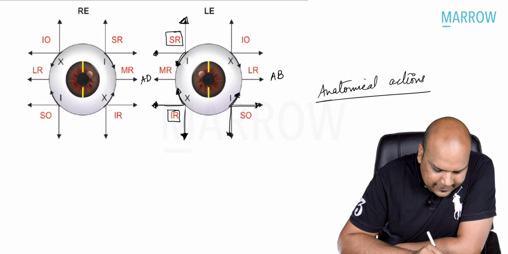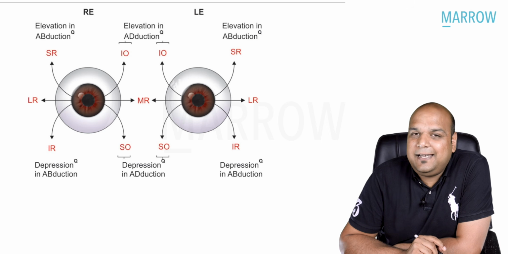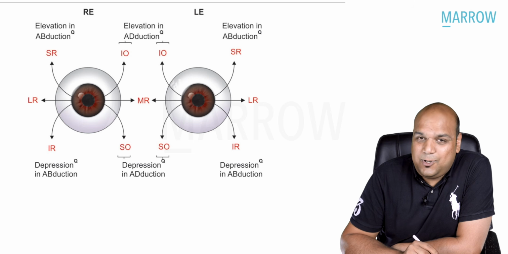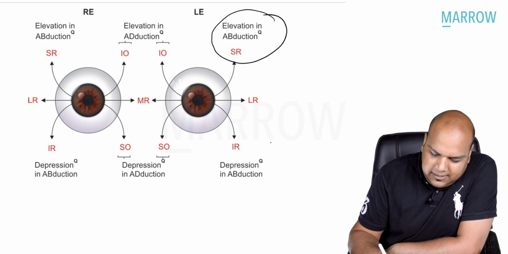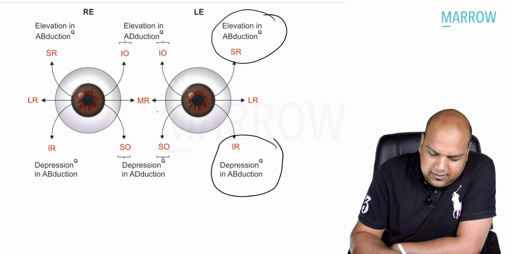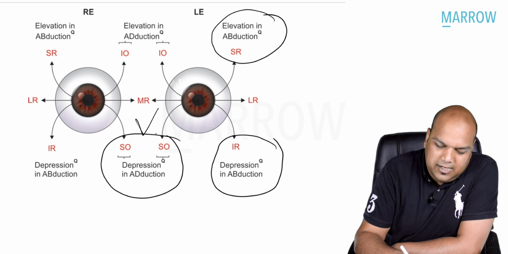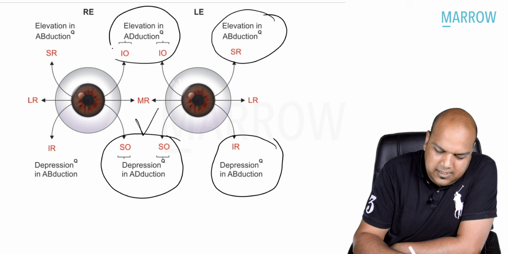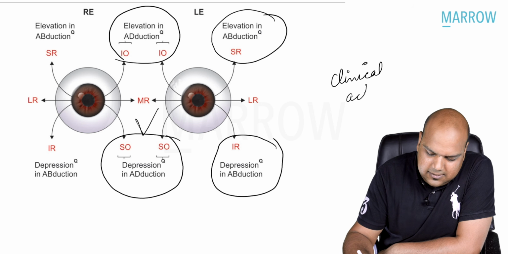What about the clinical actions? Let us see. Clinical actions, as I just now explained, are slightly different. Superior rectus causes elevation in abduction. Inferior rectus causes depression in abduction. For the superior oblique, look at the tip of the nose, you will be able to see depression in adduction, whereas the inferior oblique is elevation in adduction. These are the clinical actions.